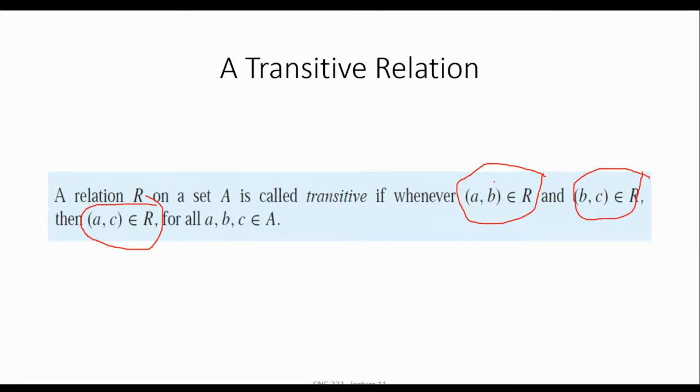Here, look at this one. B in the second component and B in the first component are the same. So if such a case happens, AC also should be inside the same relation as a set. And for all A, B, C inside A, this holds.